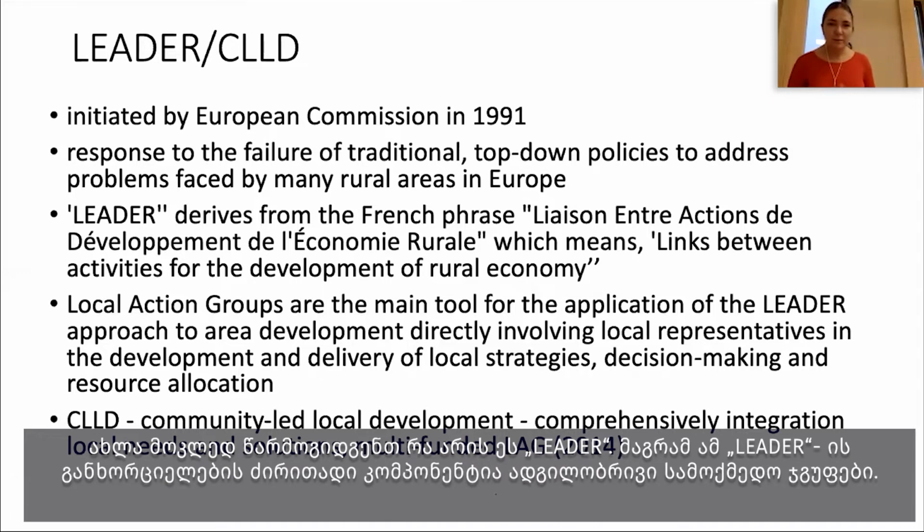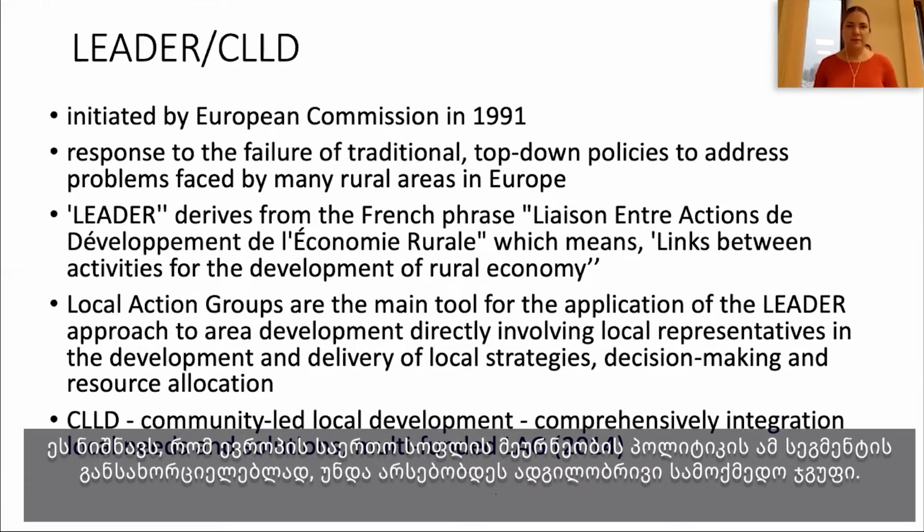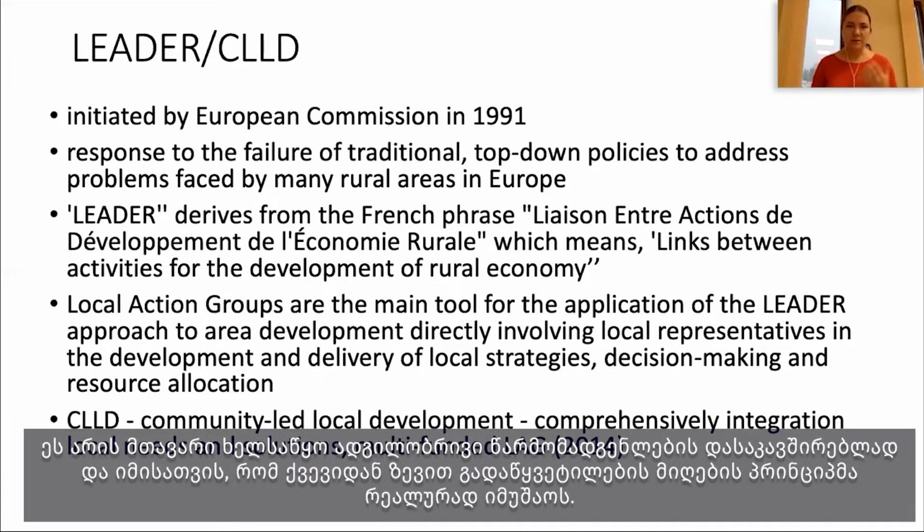So I will now briefly introduce what this LEADER is, but the main core component of LEADER implementation is the local action groups. It means that in order to implement this segment of the European Common Agricultural Policy, there has to be a local action group. This is the main tool to get those local representatives on board, and to make this bottom-up decision-making actually work.